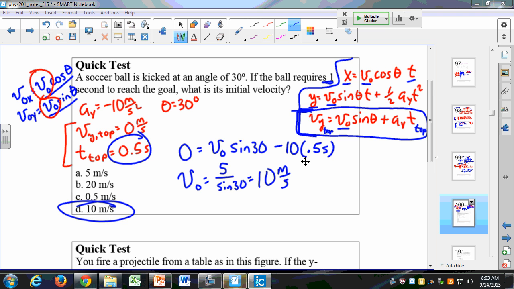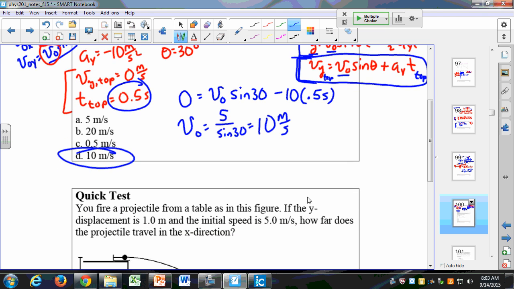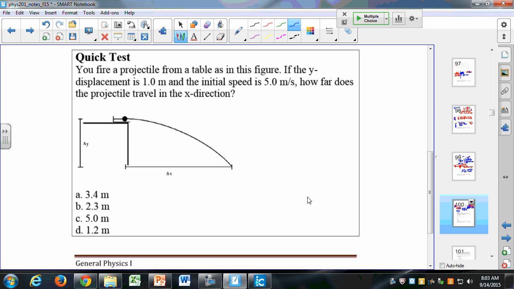Let's try this next one. Y'all are going to do this in lab this week, I think, where you shoot a spring-loaded gun, and you have to measure how far it goes, and you can determine the time that it travels and what have you.